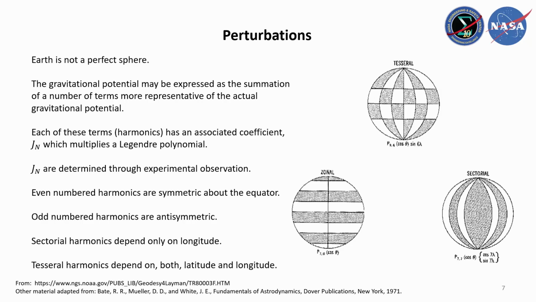There are zonal, sectorial, and tesseral harmonics. Zonal harmonics are a function of latitude only. The sectorial harmonics are a function of longitude only, whereas tesseral harmonics depend on both latitude and longitude.